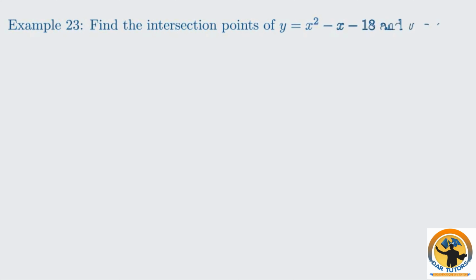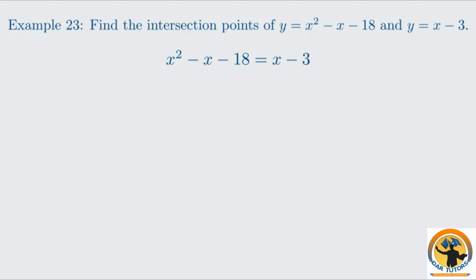Let's consider a problem where we need to find the intersection points of a quadratic function and a linear function. Find the coordinates of the points of intersection of the graphs with equations y equals x squared minus x minus 18 and y equals x minus 3. At the points of intersection, the y values of both functions must be equal. So we can set the two equations equal to each other. This gives us x squared minus x minus 18 equals x minus 3.